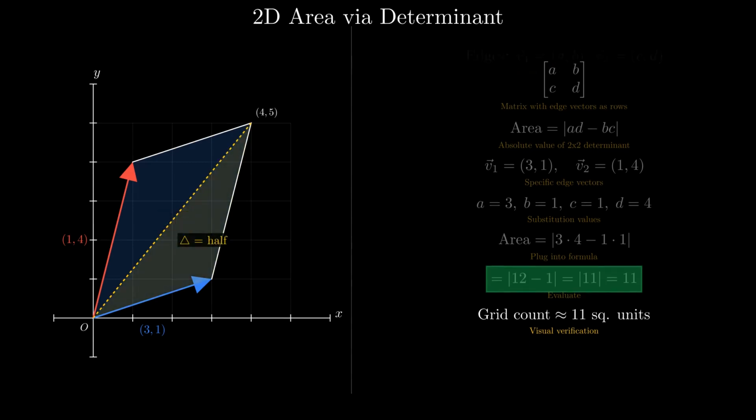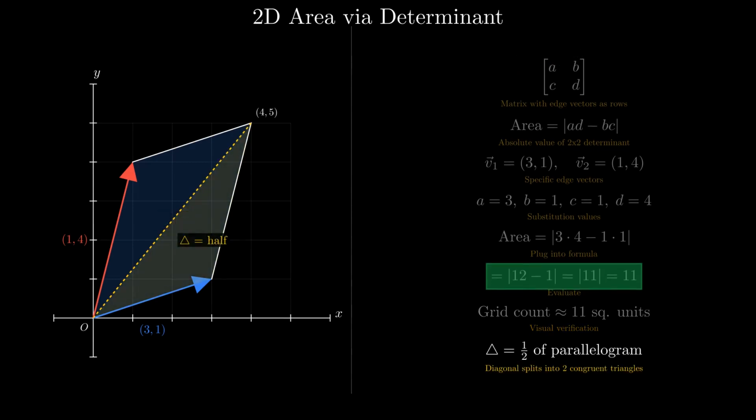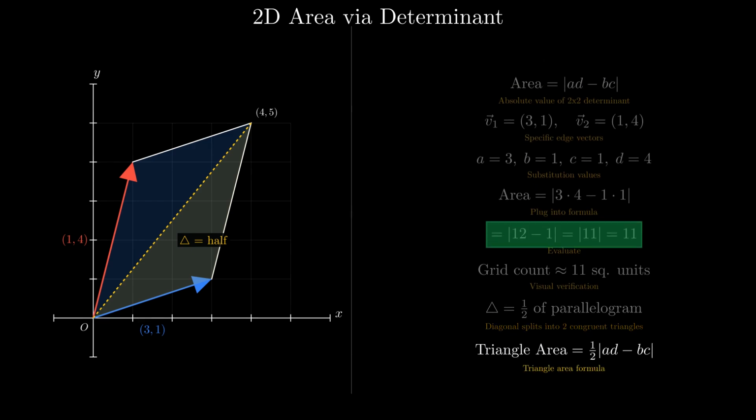Now here's a bonus insight. A triangle is exactly half a parallelogram. Two identical triangles tile every parallelogram. Just draw a diagonal. So a triangle with one vertex at the origin and edges going to the points (a, b) and (c, d) has area equal to 1/2 times the absolute value of a times d minus b times c.